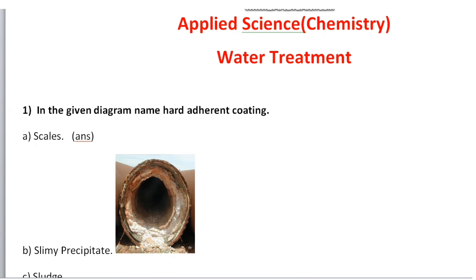Welcome students. Today we are going to see some important MCQs of applied science chemistry. The name of the chapter is water treatment. It is for the electronic group and the civil and mechanical group.